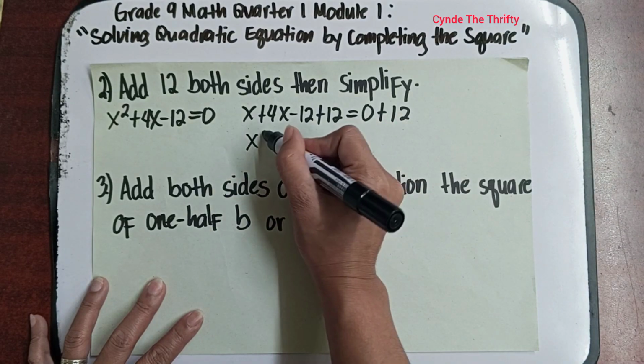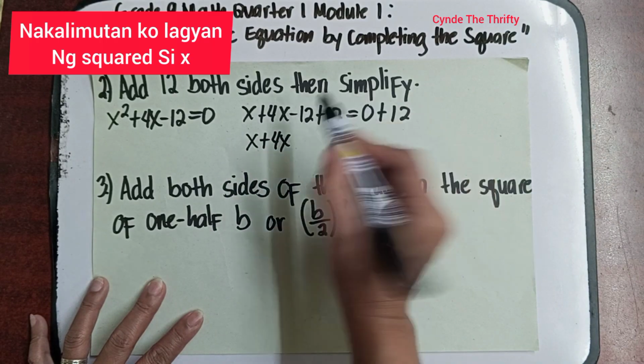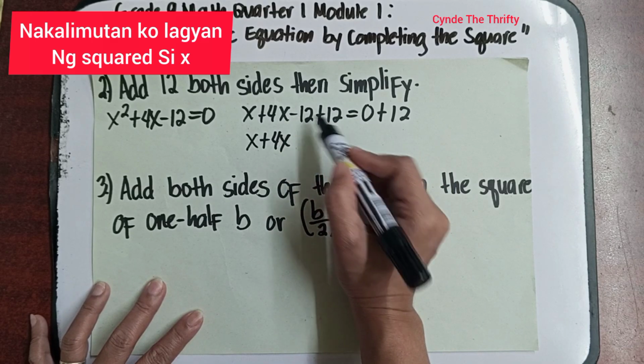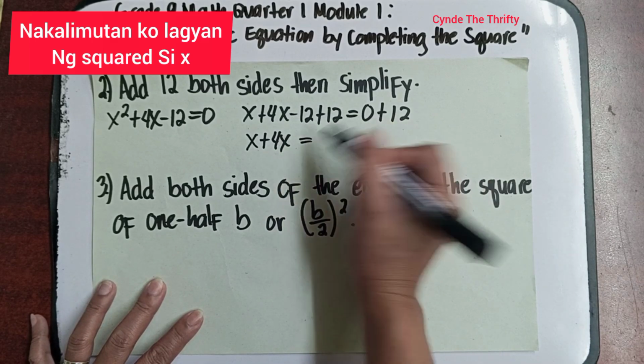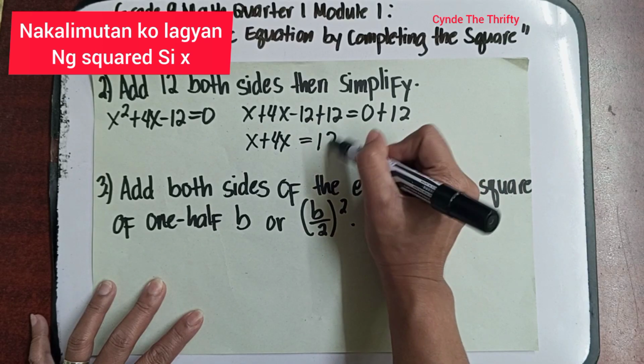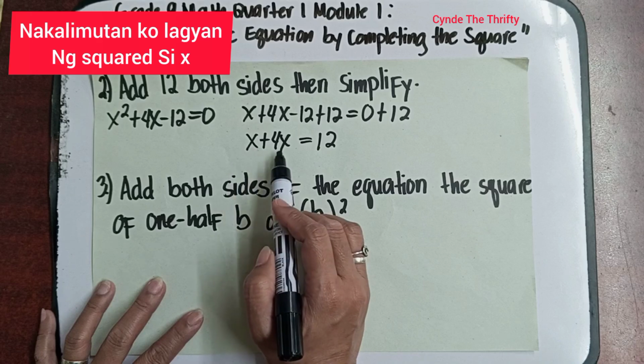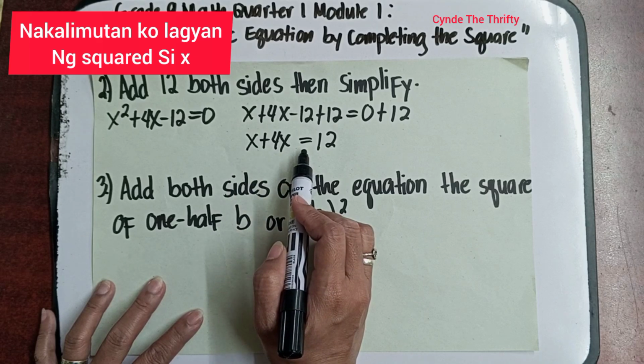Okay, so negative and positive, subtract. So 12 minus 12 equals 0. 0 plus 12 equals 12. Okay, so ito na yung bagong equation natin: x squared plus 4x is equal to 12.